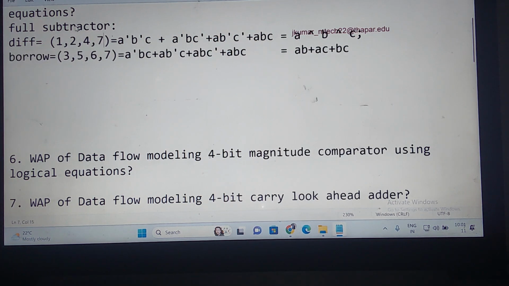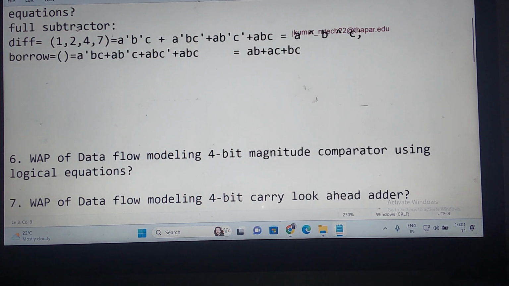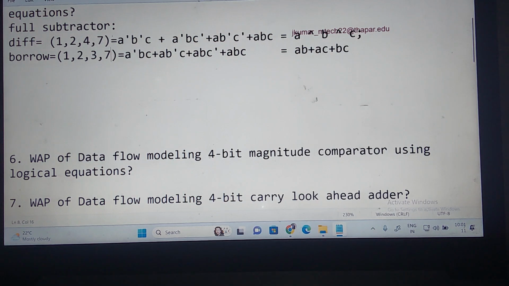1 2 4 7. This is a canonical equation of the 1 2 4 7. And this last one is what? Minimized expression of the canonical equation. Then what are the borrow decimal notations, sir? You can remember full subtractor. 1 comma 2 comma 3 comma 7. Correct? So let us write the full subtractor.